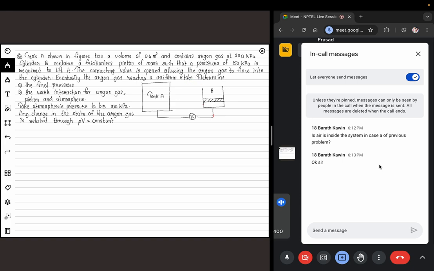So it has two parts. It has basically asked you to find the final pressure, and the second part is the work interaction for all three separate cases. So work interaction for the argon gas, piston, and atmosphere. You need to consider only argon gas as your system and then calculate the work interaction. Only piston as your system, calculate the work interaction. Only atmosphere as your system and calculate the work interaction. So the first one is straightforward.